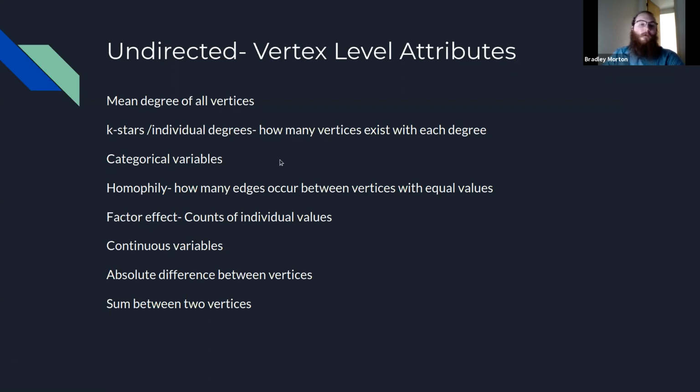So we can have categorical variables. Homophily is how many edges occur between vertices of equal values. So with that high school set, it will be how many edges occur between people who are the same grade, for instance. You can also just count the individual values and use that as a parameter as well. For continuous variables, you can look at the absolute difference between vertices, and you can sum between two vertices as two possible statistics. You can also work with other functions of the vertices, but you cannot just directly subtract because this is undirected. You don't have a direction to do the subtraction in. So whatever operation you use has to be commutative.